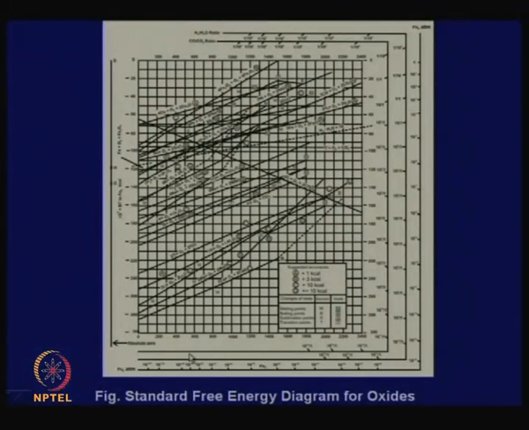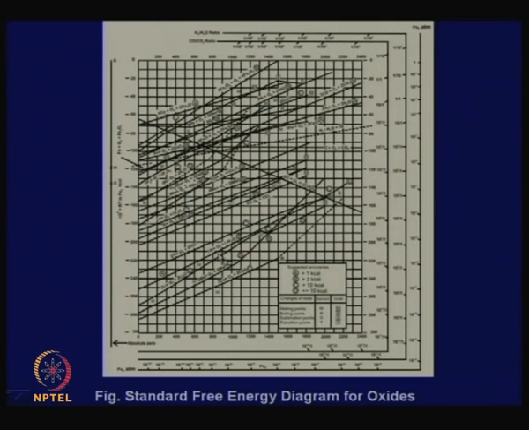During my last lecture, I started discussing free energy diagrams for oxides, which are also known as Ellingham diagrams. Let me quickly recapitulate some of the basic features of Ellingham diagrams. These diagrams plot standard free energy of formation of various oxides from the metal and oxygen as a function of temperature, and the values are always with reference to one molecule of oxygen. So, all the formation reactions are so written that it is always one molecule of oxygen in the reaction.